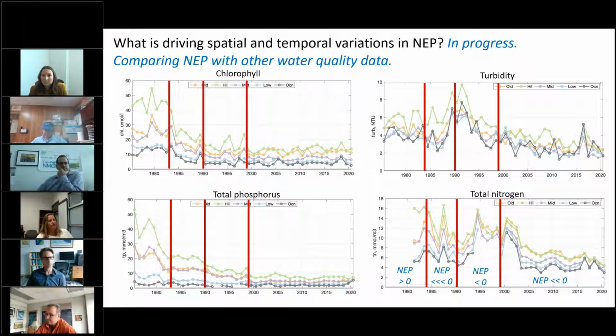I'm showing all these other curves. I don't have a whole lot to say about them in terms of what they mean for NEP. We're doing a lot of statistics right now, trying to relate these water quality data to the NEP to really understand controls. Nothing has really popped out dramatically yet, but we're still working on it. Next slide.